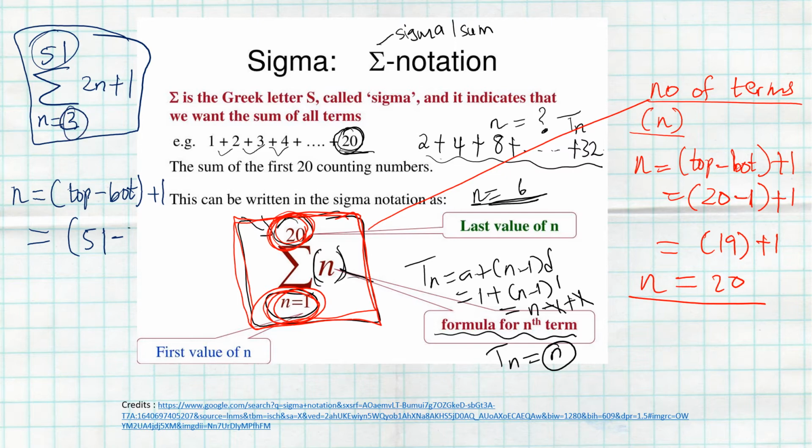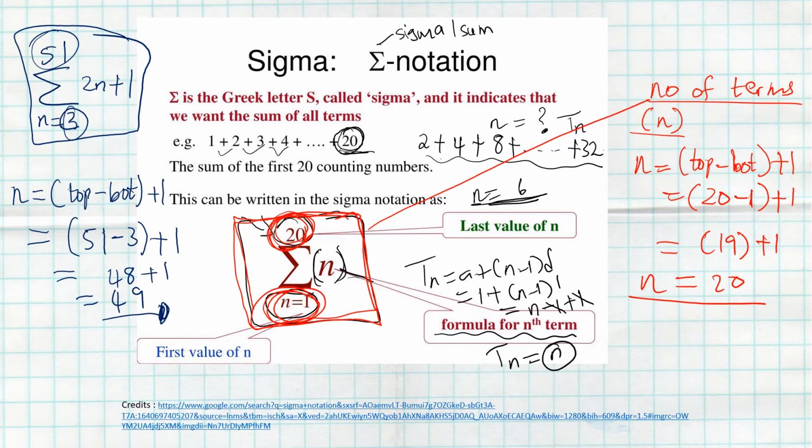The value at the bottom is 3, plus 1. So 51 minus 3 is going to give us, I think, 48, plus 1. This is going to give us 49. So it means that the number of terms being added in that series is 49 terms. So our n starts from 3 like that.